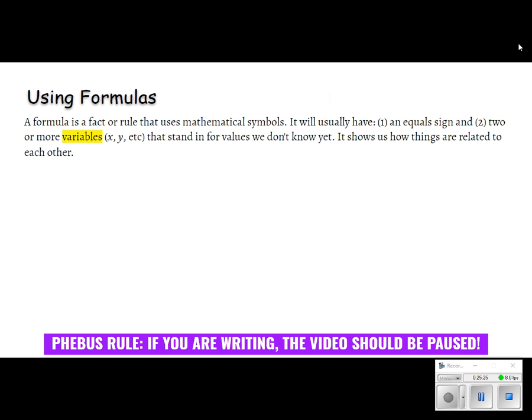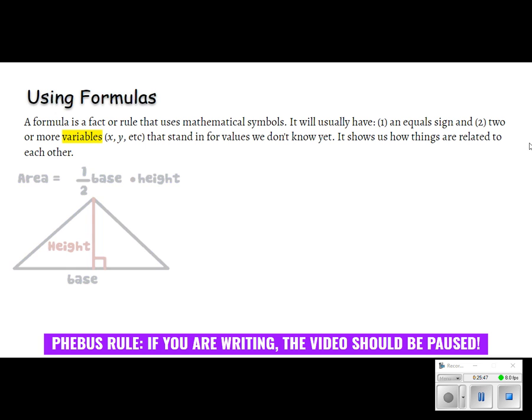All right, you also need to be able to use formulas. Some of these formulas you learned in geometry, so we're going to blend some geometry with some algebra. A formula is a fact or rule that has an equal sign in it. It will have 2 or more variables with values that we don't know yet, and we may give you values to plug in, and then you use your order of operations to figure them out.